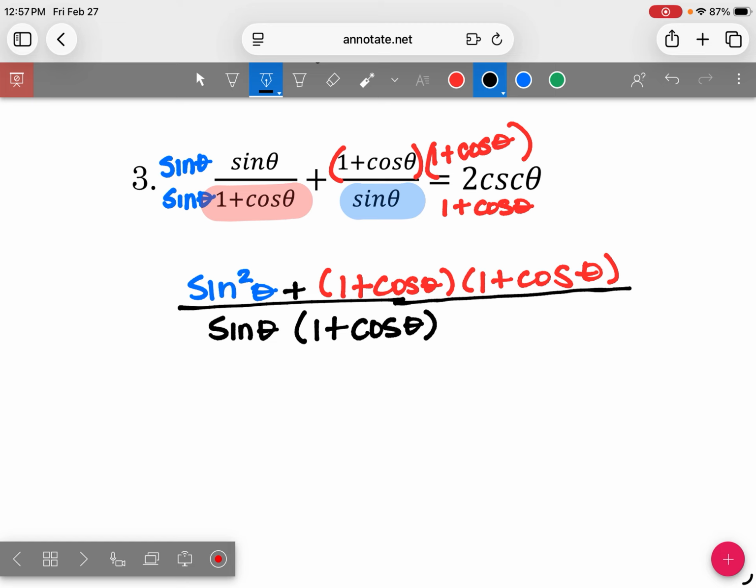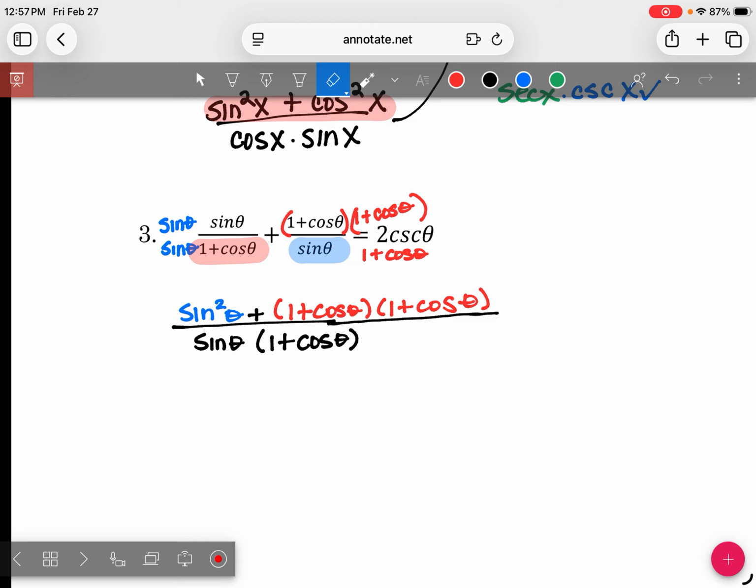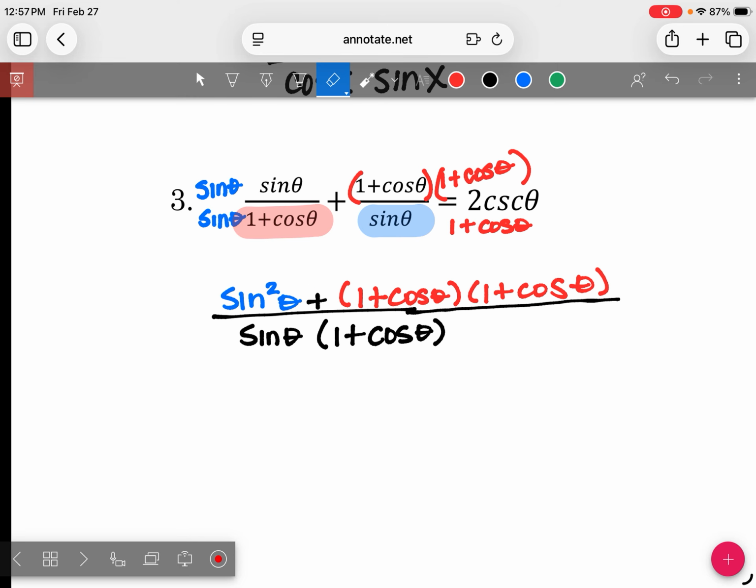This is the same thing as if I said multiply 1 plus x times 1 plus x. What would you do? Make a box or FOIL or something. You've got to multiply it. So I'm just going to put 1 plus c off to the side. Go ahead and multiply 1 plus c times 1 plus c, and we know c is cosine. So go ahead and fill in your box. See what you get.